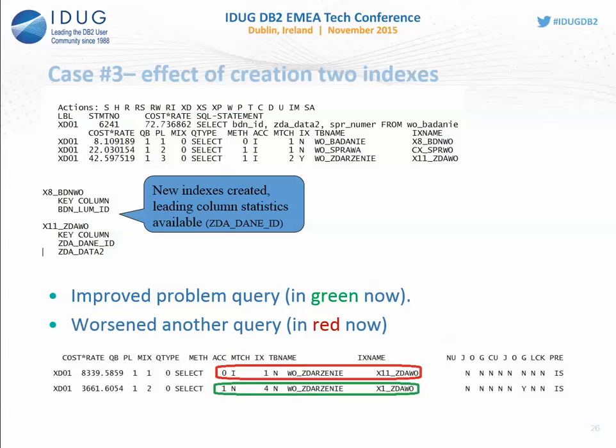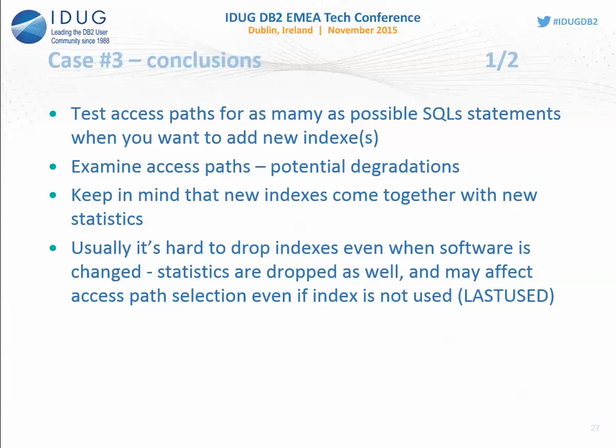And the conclusion about testing: test the access path for as many SQL statements as possible, examine potential access path degradation, and keep in mind that new indexes come together with new statistics, and it is usually hard to add, but also hard to drop indexes, even when software is changed. On our side, there is a lot of problem with indexes because the workload period sometimes is 1 week, 1 month, and 1 year. Some applications run every year, so we need to find out which indexes are not used by DB2.